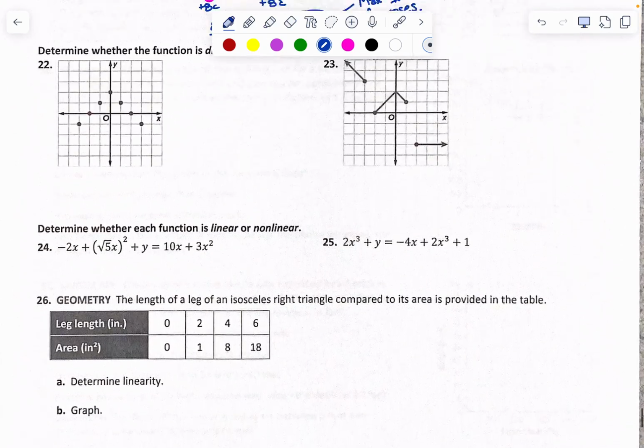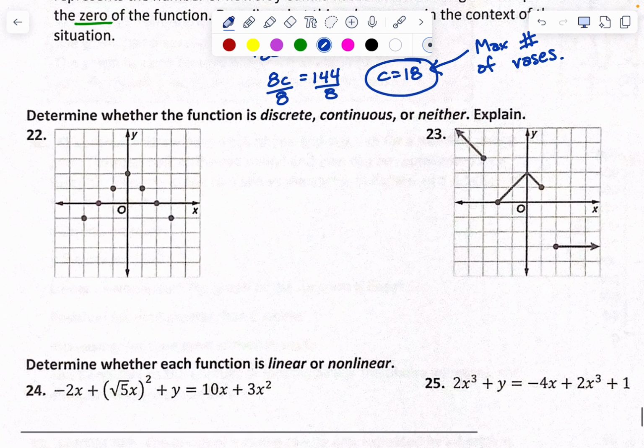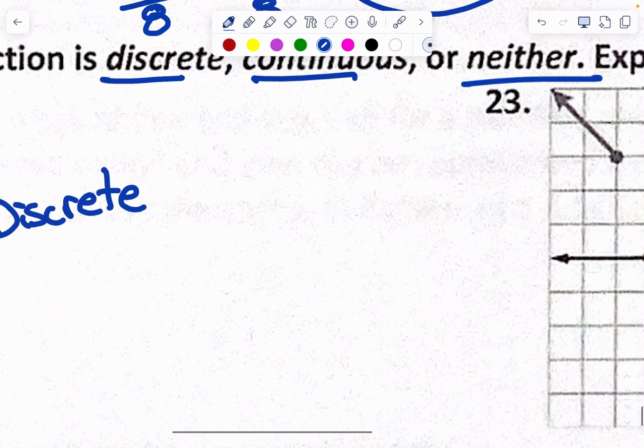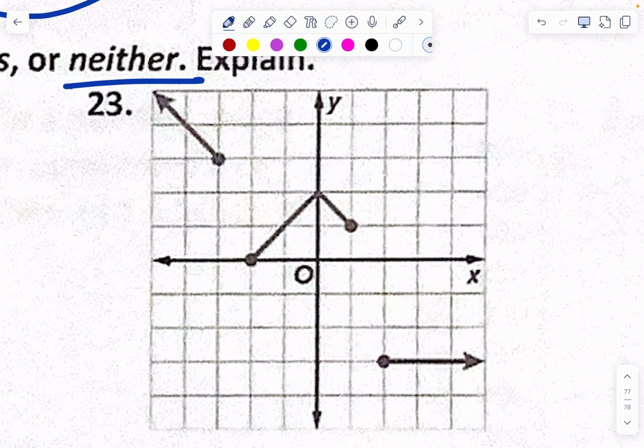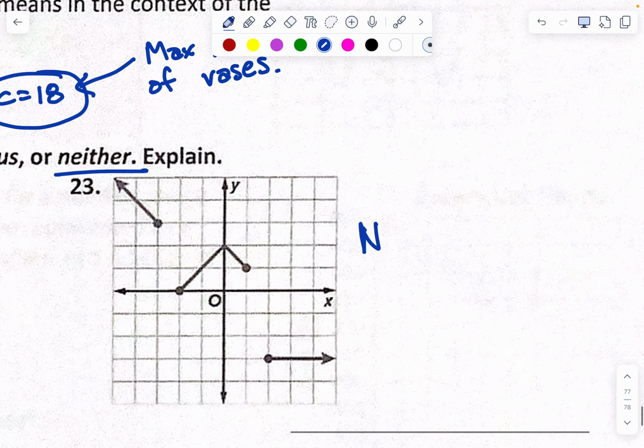Let's do 2 more. Let's do 22 and 23, because this is discrete, continuous, or neither. Is 22 discrete, continuous, or neither? Discrete is dots, right? Discrete. 23 would be continuous if all of this was connected, but it's not. Continuous means connected. So this one is a neither.